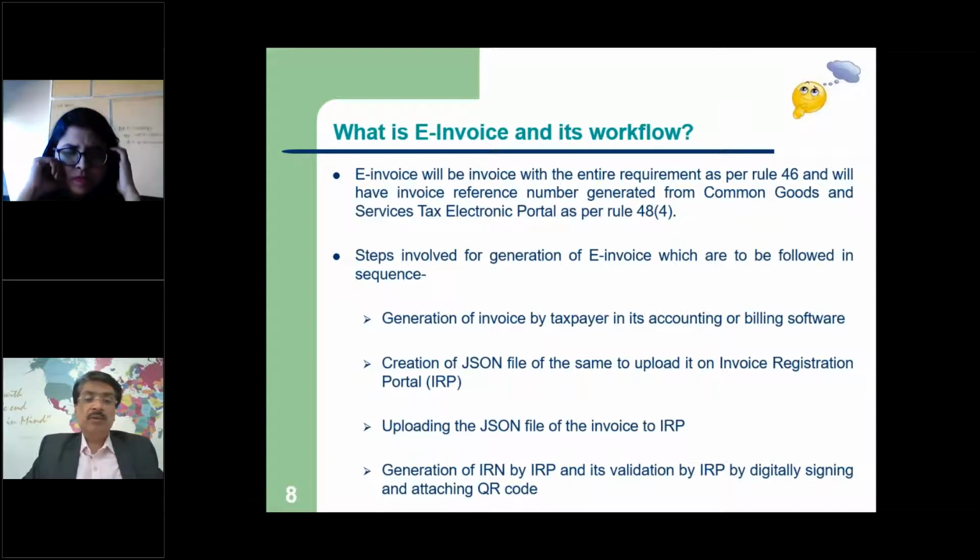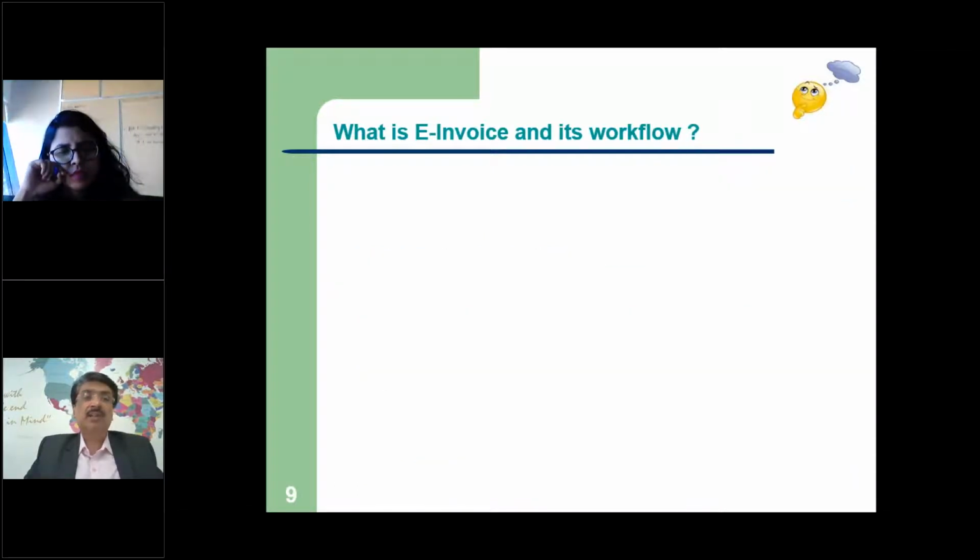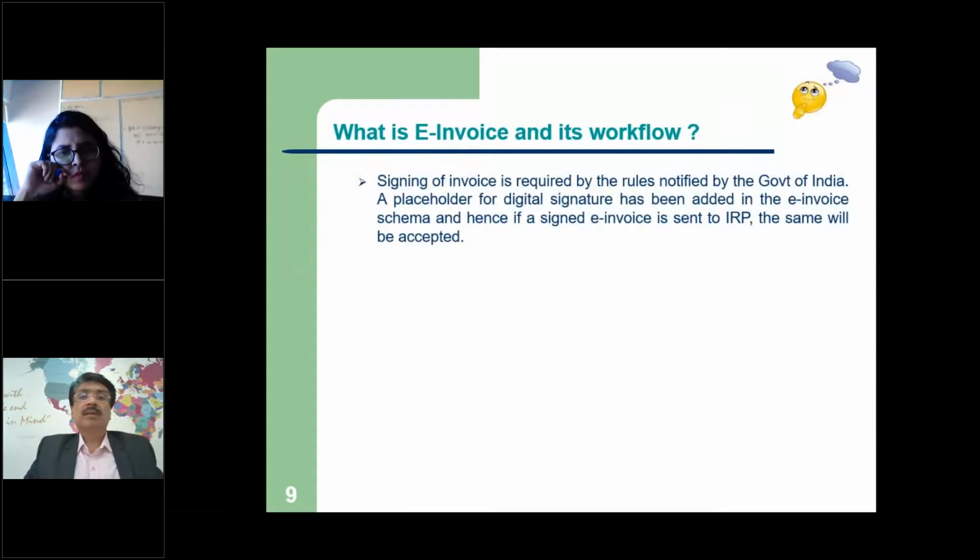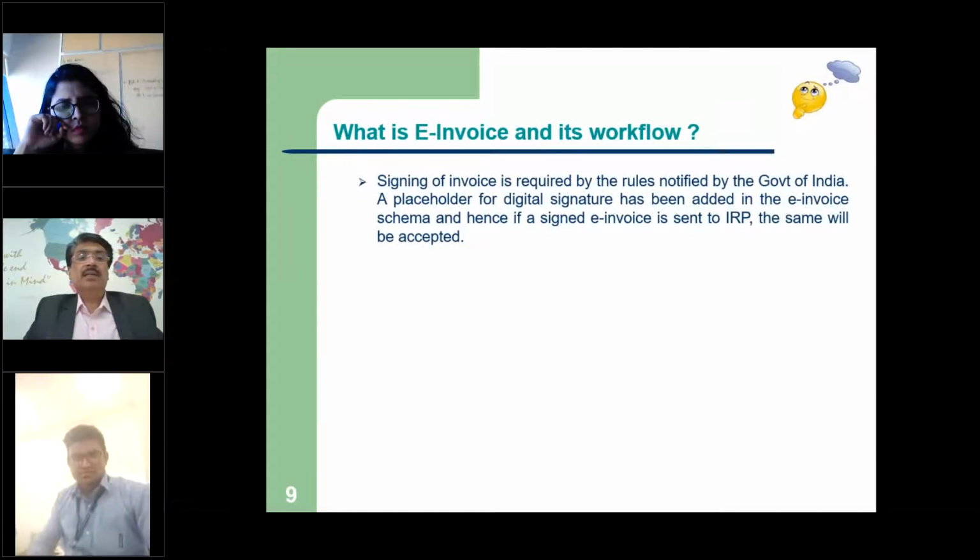Once the JSON file is uploaded, the IRP will validate it, apply QR code and digitally sign and generate the invoice reference number. That signing of invoice is required by the rules notified by Government of India. A placeholder for digital signature has been added in the e-invoice schema, and hence if a signed e-invoice is sent to the IRP, the same will be accepted.